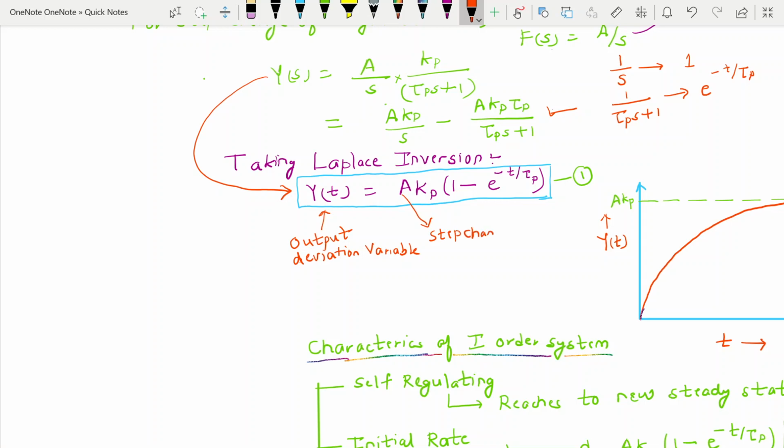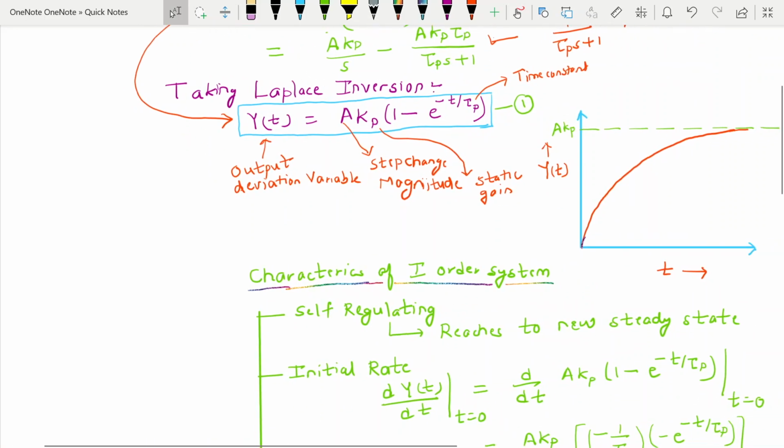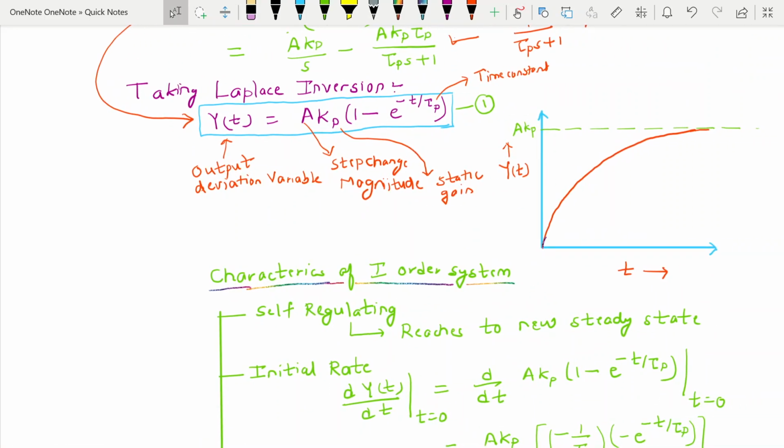So I can write it step change magnitude. Kp, this is called static gain or steady state gain, and this τp is my time constant. Okay, so this is an exponential equation. I am giving this equation as equation number 1.